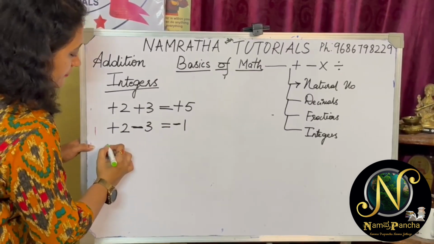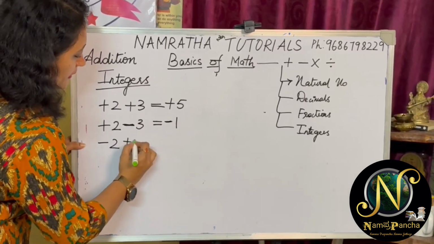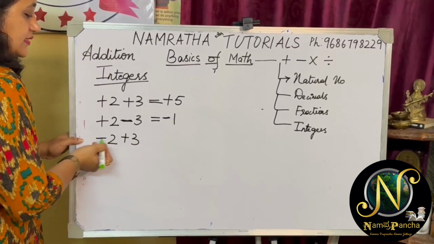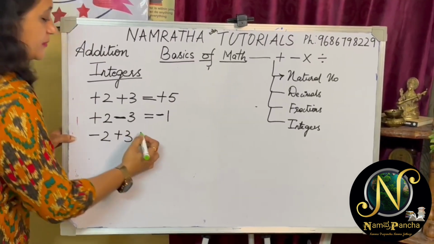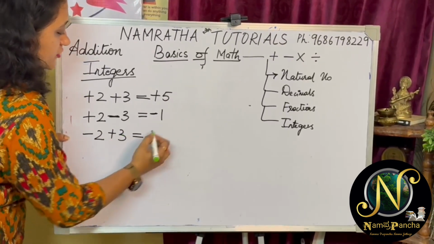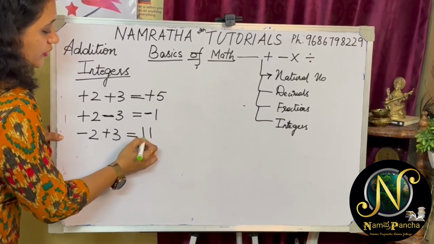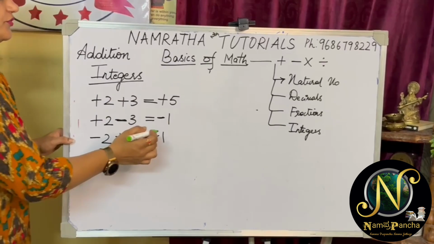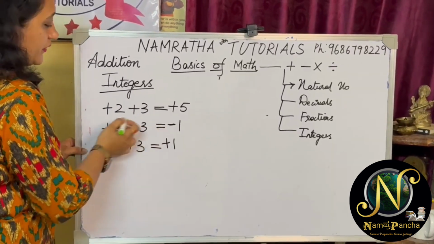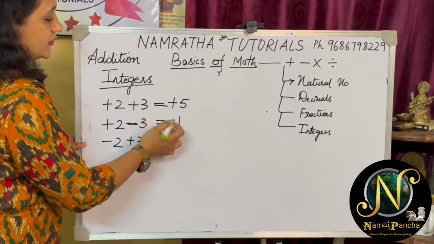I'll take another example for your clarity. Minus 2 plus 3. So here also it is different symbols. So you have to perform subtraction. But 3 minus 2 is 1. The bigger one is 3. It has plus sign. So here it is plus 1. There is a lot of difference between plus 1 and minus 1. So we have to be very careful while placing the sign.